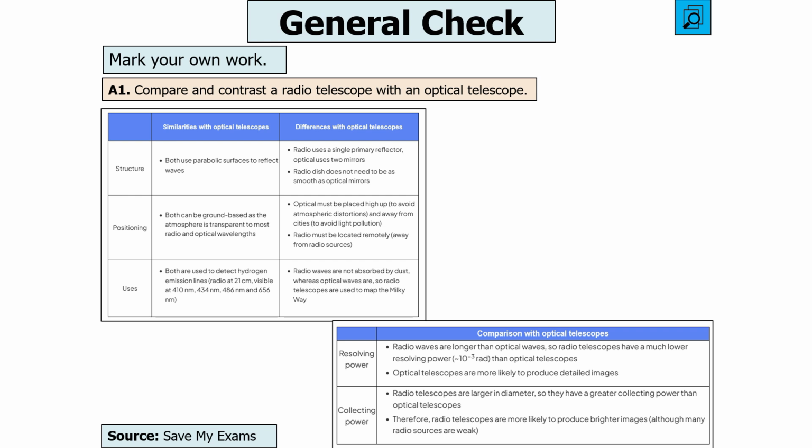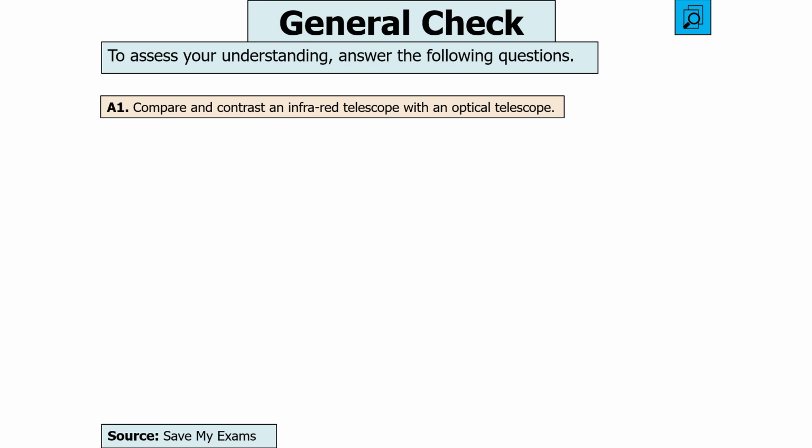Now, in terms of collecting power, radio telescopes are larger in diameter, so they have a greater collecting power than optical telescopes. Therefore it's more likely that radio telescopes will produce brighter images, but many radio sources in the night sky are very weak. The next question says, compare and contrast an infrared telescope with an optical telescope.